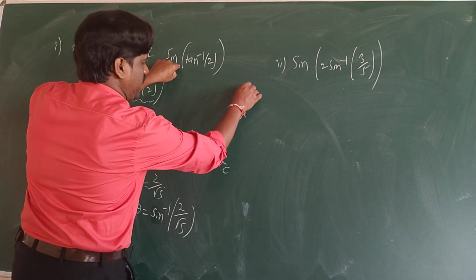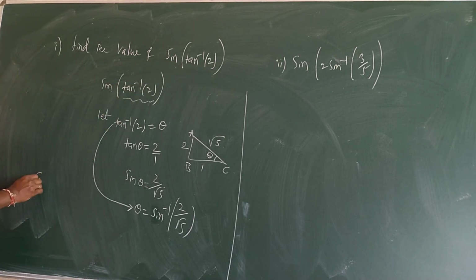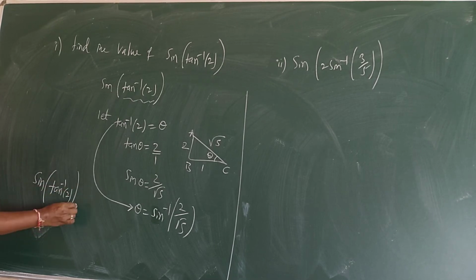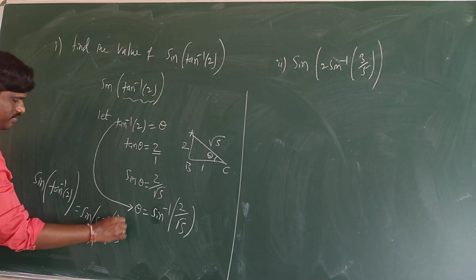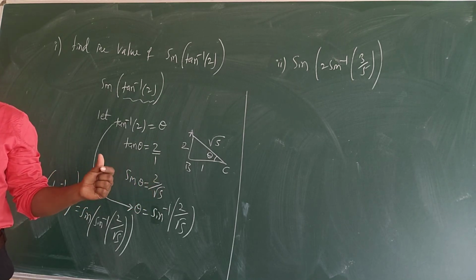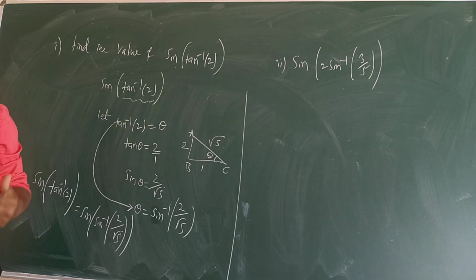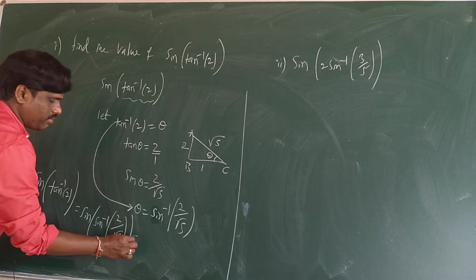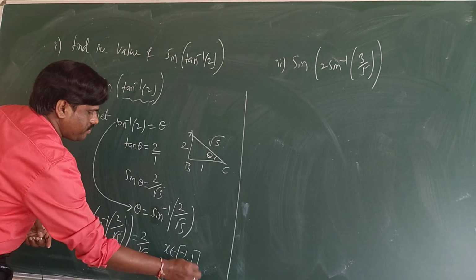So this question will change as sine of tan inverse 2. So what will it become? Sine of sine inverse 2 by root 5. Sine of sine inverse x is x. You remember, sine of sine inverse x is equal to x when x is between -1 and +1. You have learned that, right? So this answer will be 2 by root 5, since x belongs to -1 to +1.